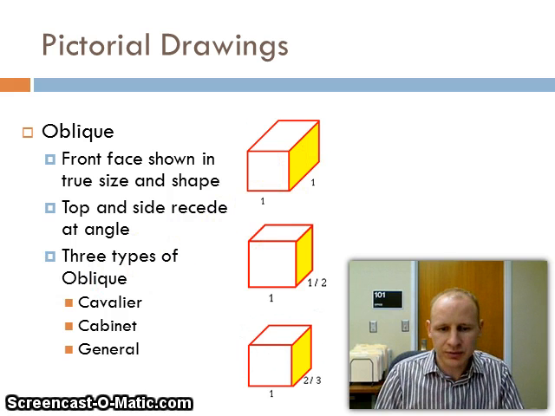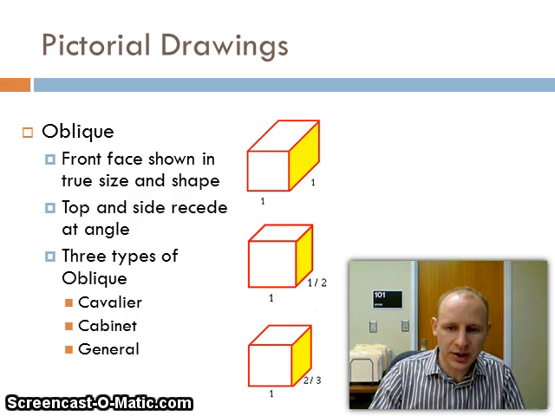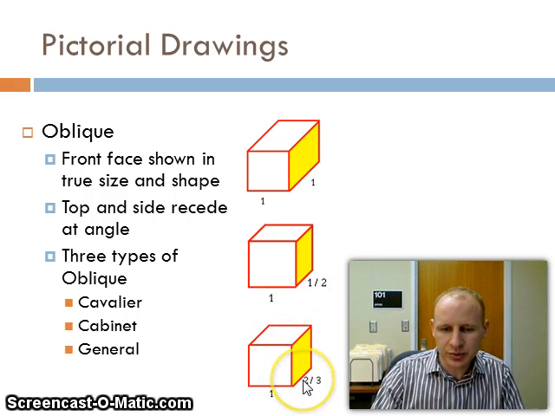The three different types of obliques are cavalier, cabinet, and general. And the different types are all differentiated by the depth of the angle going back. So a cavalier has a full depth, a cabinet oblique has a half depth, and the general oblique has anywhere between a half and a full depth on there.